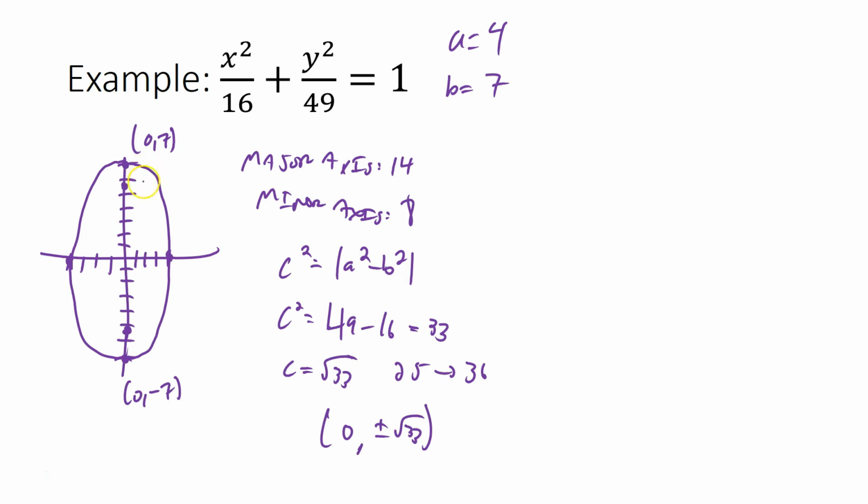So you can tell the foci really aren't important to the graphing, but they're really important to the creation of the ellipse, right? Those are the 2 points where if you add up the sum of those 2 distances, you're going to have a sum that's a constant no matter where it is.